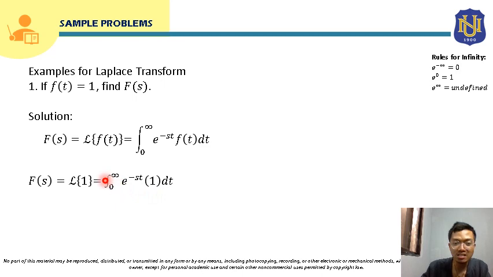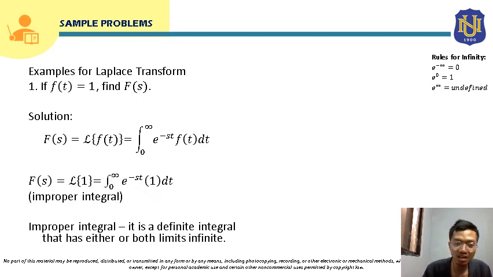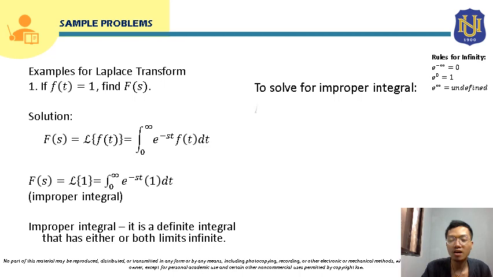And as we can see here, this is an improper integral. Okay, so as we can recall, an improper integral is a definite integral that has either or both limits infinite. So as we can see in this integration, one of the limits here is infinity. So this is actually an improper integral. And to solve for an improper integral, we are going to use a limit.